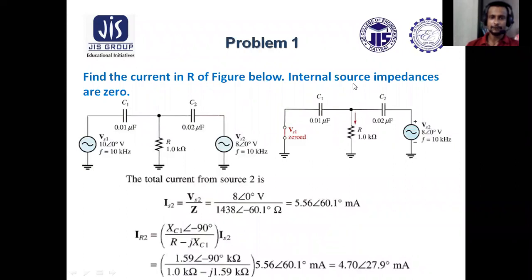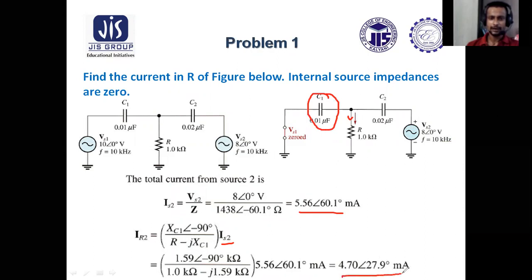So the total current from source 2, that is IS2, equals VS2 divided by Z, that is this. Now similarly IR2 will be IS2 multiplied by, which one is the opposite impedance now? This one, that is XC1 divided by R minus JXC1. So finally you will get IR2 equals to this.